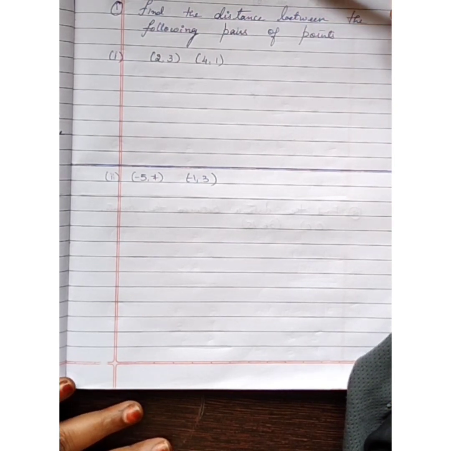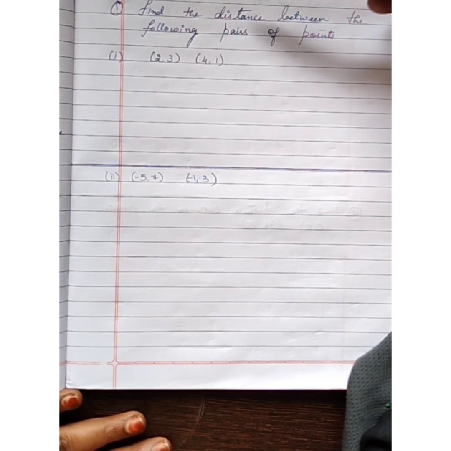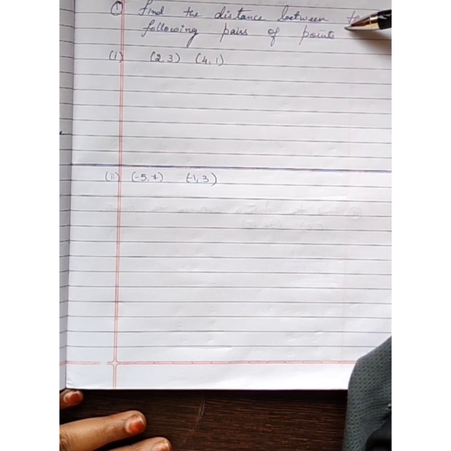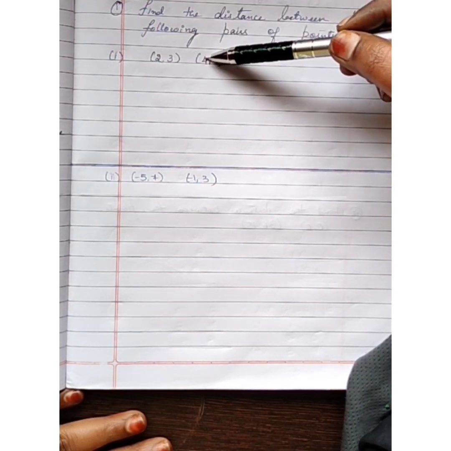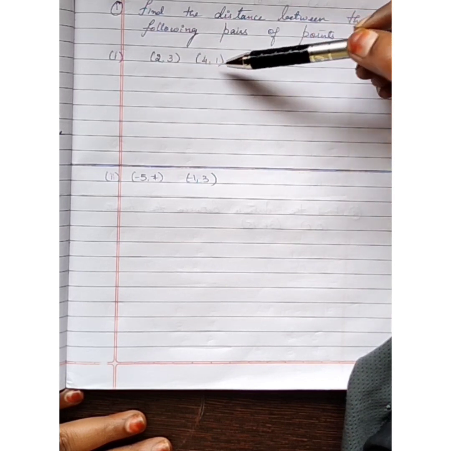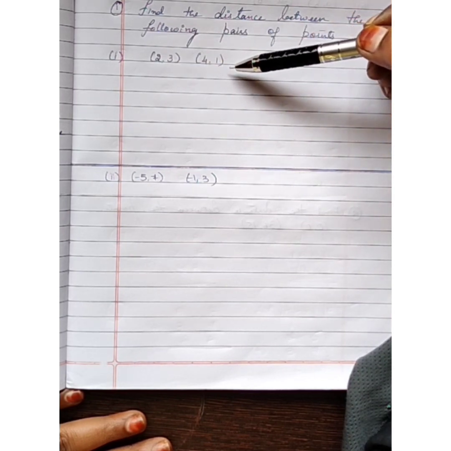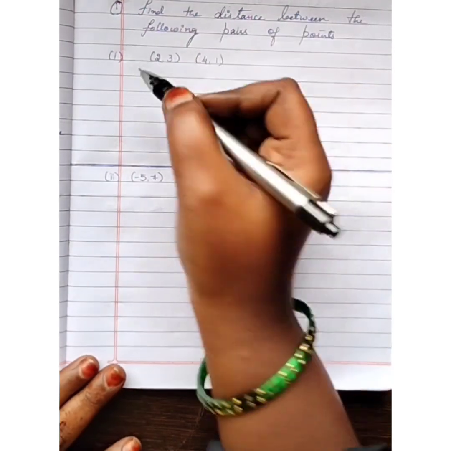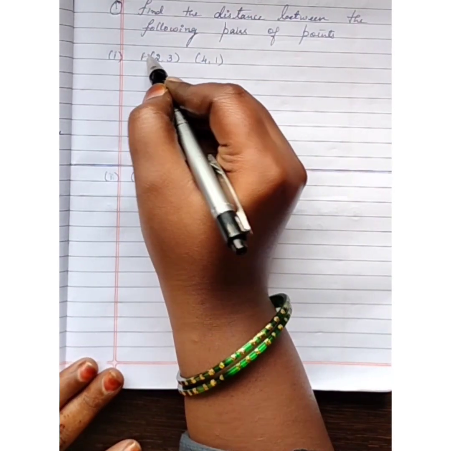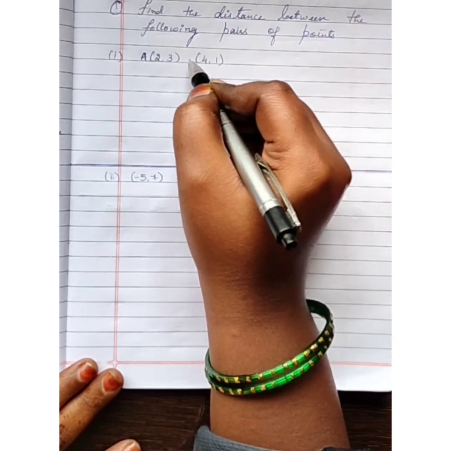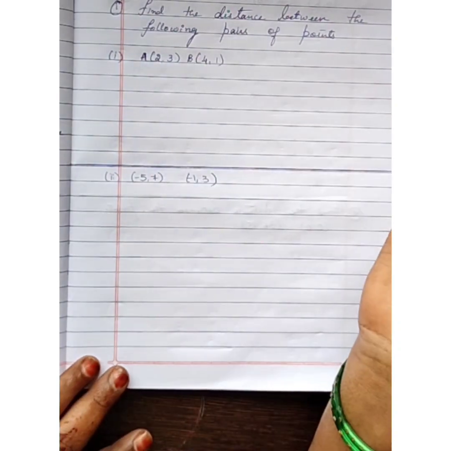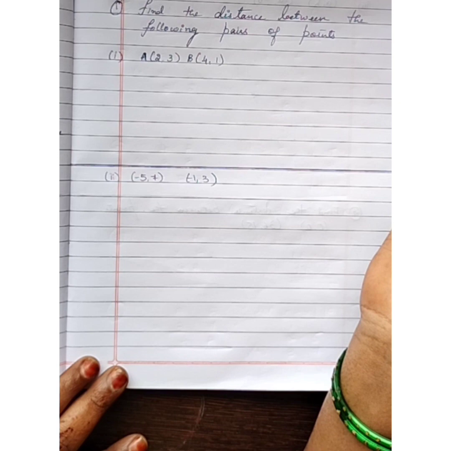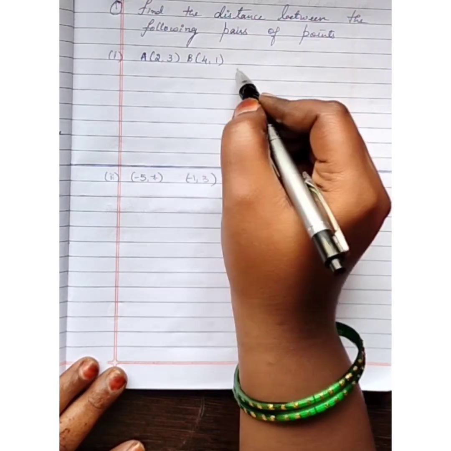Exercise 7.1, first question. Find the distance between the following pairs of points. Here some pairs of points are given: (2, 3) and (4, 1). What we have to find? We have to find the distance between two points. Okay children? Consider this as A (2, 3), B (4, 1). What we have to find? We have to find the distance between these two coordinates.